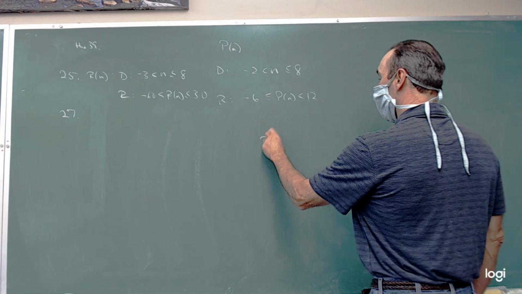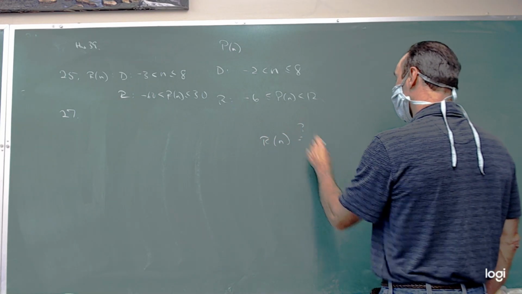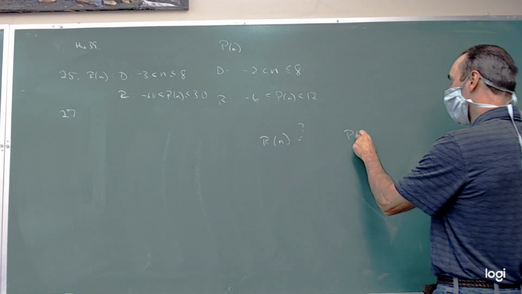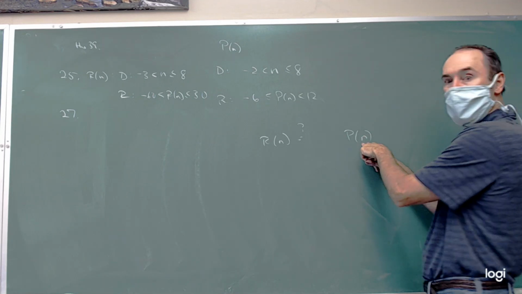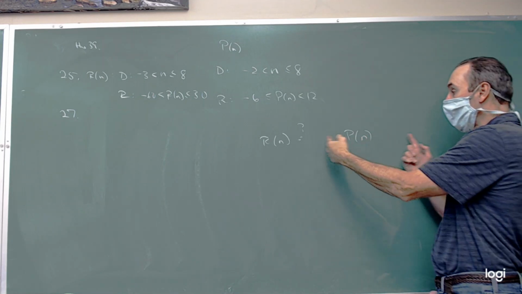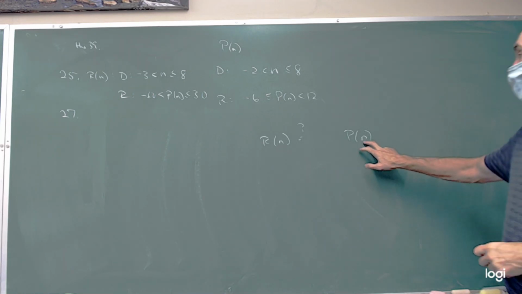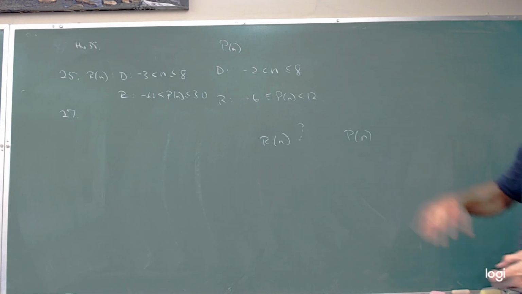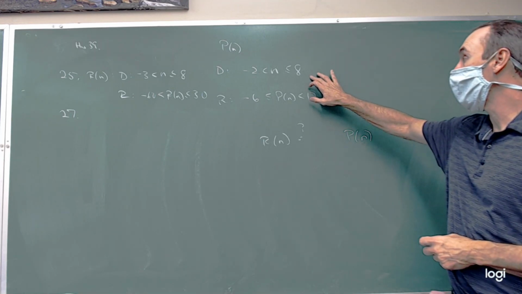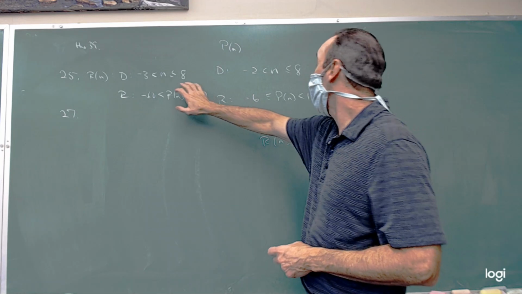So we're trying to get r of n is equal to, what do we do to the p of n? Are we going to do some kind of transformation inside, or are we going to do some kind of transformation outside? So let's look at the inside stuff first. So we compare the domain of p of n to the domain of r of n.